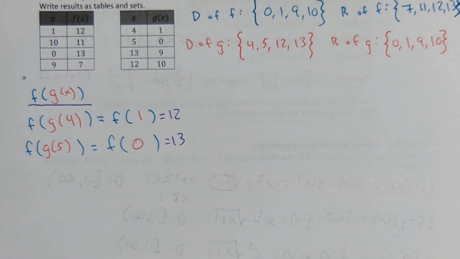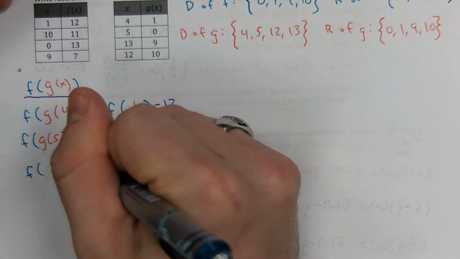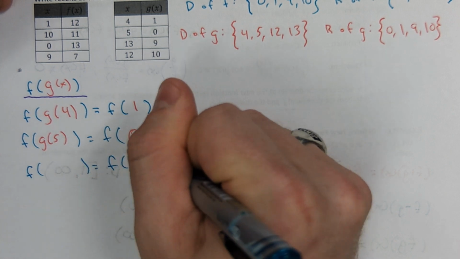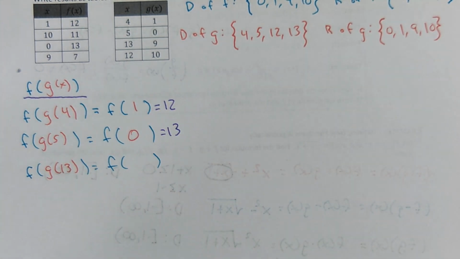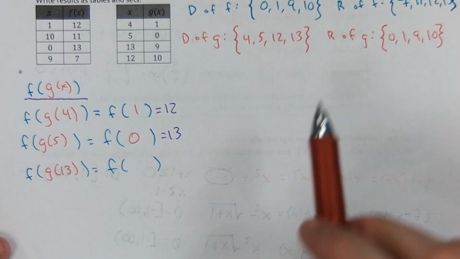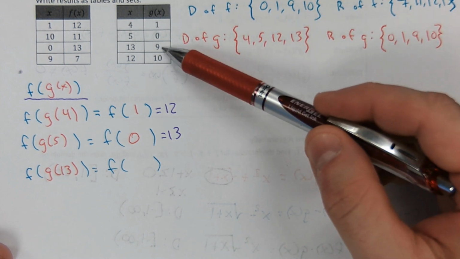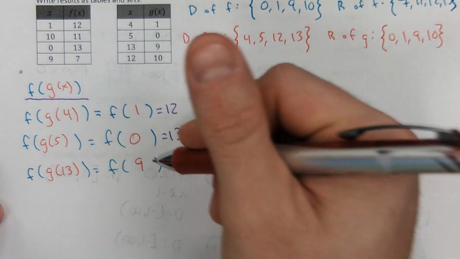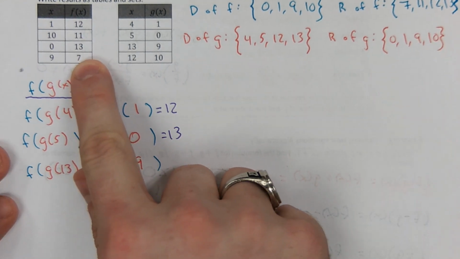The next value of x that g can take on is 13. So we say f of g of 13. So we go to x equals 13 on g, and we see that g's value at that x is 9. So this says to us, fine, what is f at 9? 7.